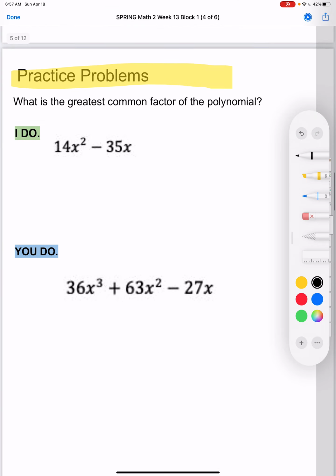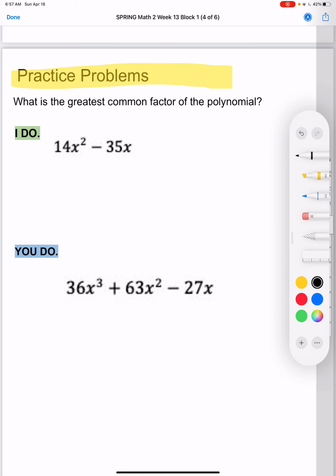All right. So this first type of problem is asking what is the greatest common factor of the polynomial. So again, for each slide, there will be an I do problem, which I will complete with you. You're going to follow along in your math notebook. You're going to write it down. And then the you do problem is something that you will complete on your own time. And like I said, you're going to upload all of the completed problems, so all 14, to Google Classroom.